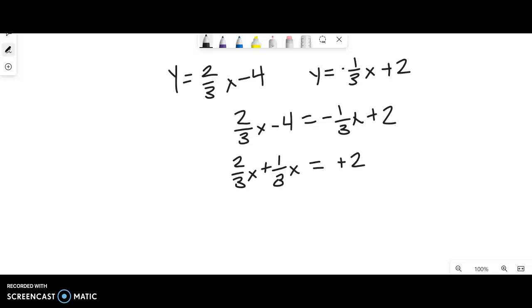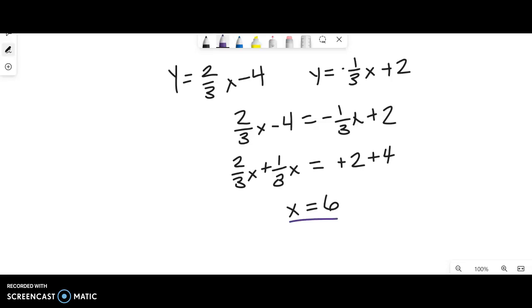The plus 2 stays where it is. The negative 4 needs to move over. It was being subtracted. Now it's going to be added. 2/3 plus 1/3. I'm adding fractions. I need to have the same denominator, which I already do. So now I'm just going to go 2 plus 1 is 3. So that's 3/3, or just 1 whole. And 2 plus 4 is 6.